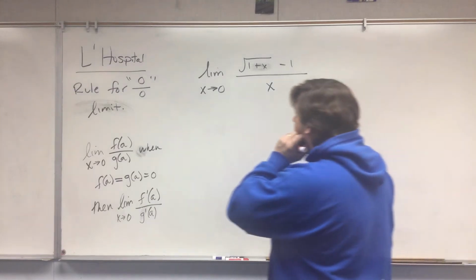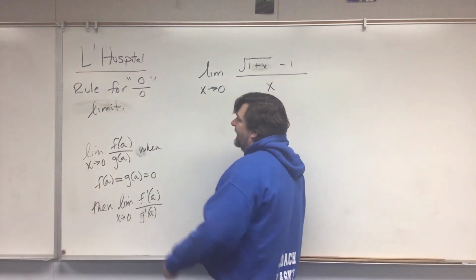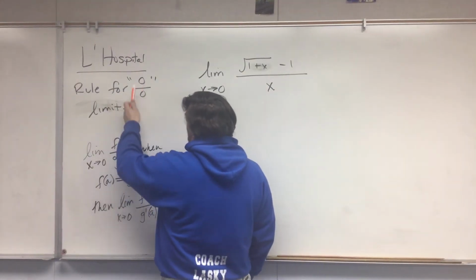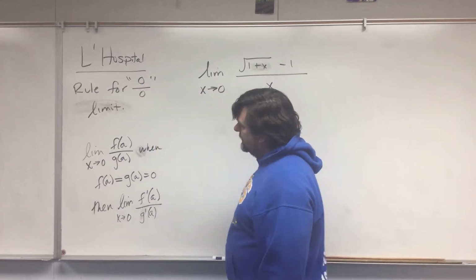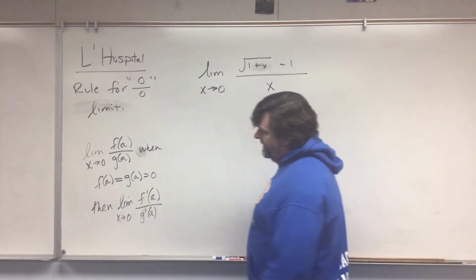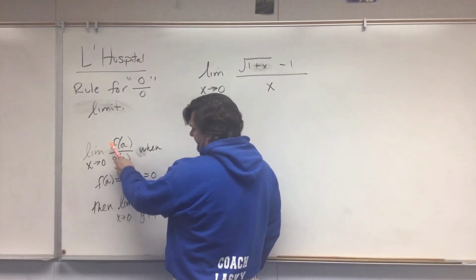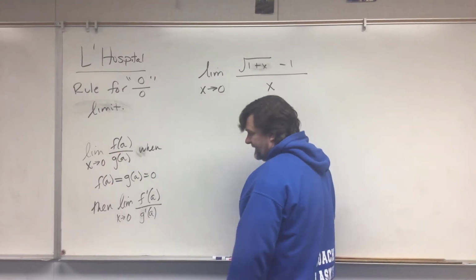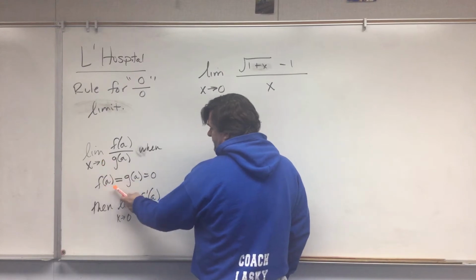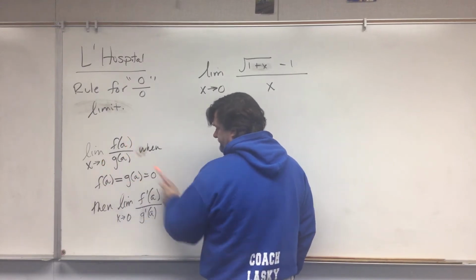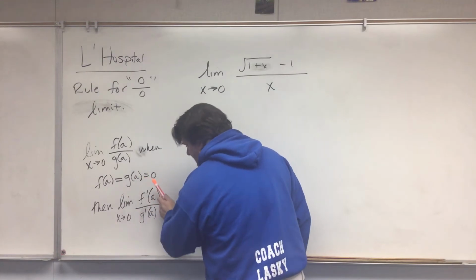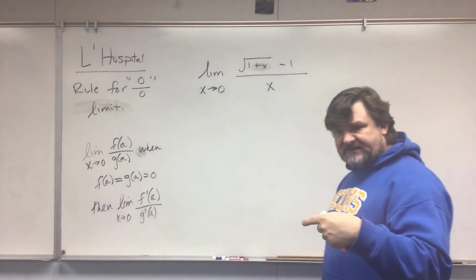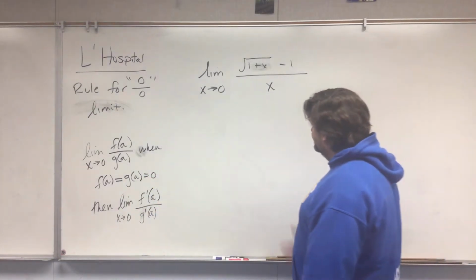So L'Hopital's, we talked about that earlier. It's the rule for indeterminate forms. In other words, we have 0 over 0 for a limit. So if we have a limit as x approaches a of f of x over g of x, and when we plug in the limit they both equal 0, then we just turn around and take the derivative of both the top and the bottom. And you can repeat this process until you find the limit.